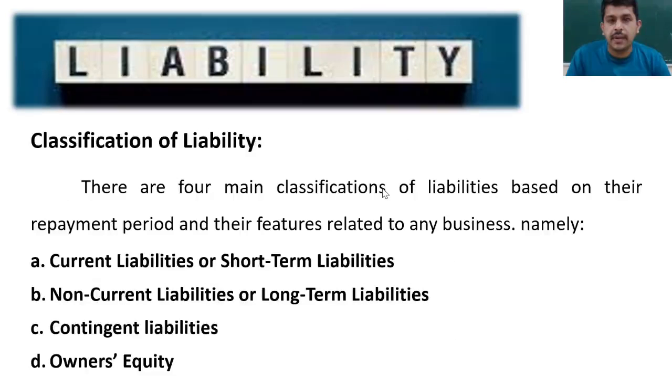Classification of liability. There are four main classifications of liabilities based on their repayment period and their features related to any business class. Namely, A. Current liabilities or short-term liabilities. B. Non-current liabilities or long-term liabilities. C. Contingent liabilities. D. Owner's equity.